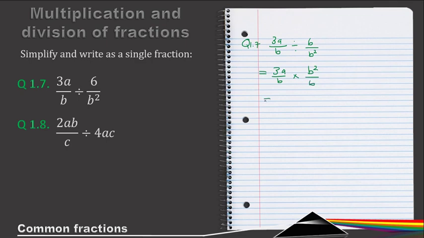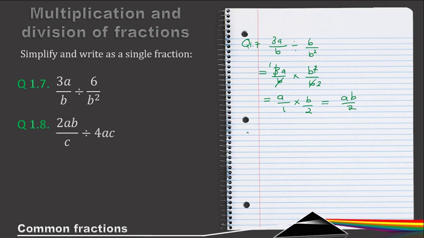Now we start by cancelling. 3 can go into itself once and into 6 2 times. Then b cancels with one of these b's, so there's just a b left. So what do we have left? We've got a over 1 times by b over 2. So multiplying that out will give us ab over 2.